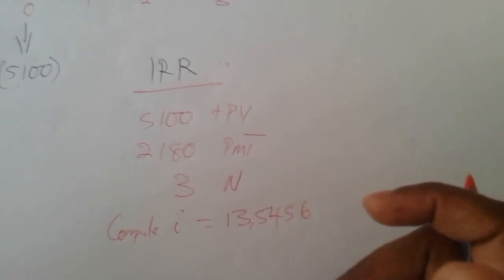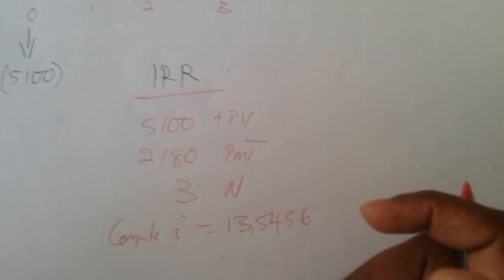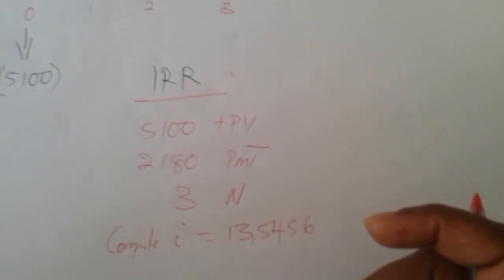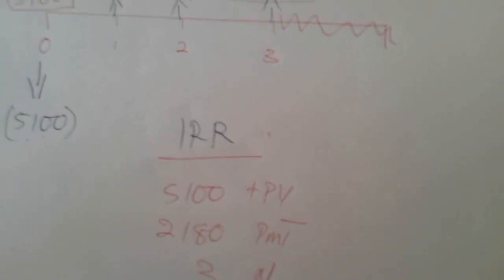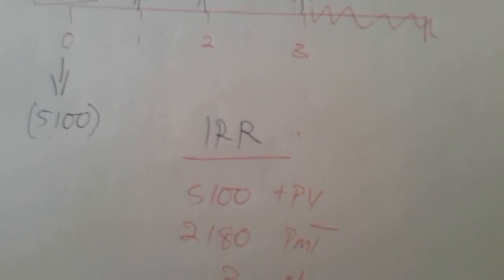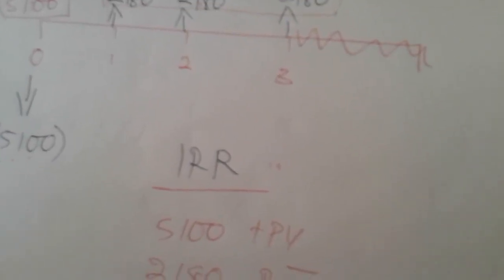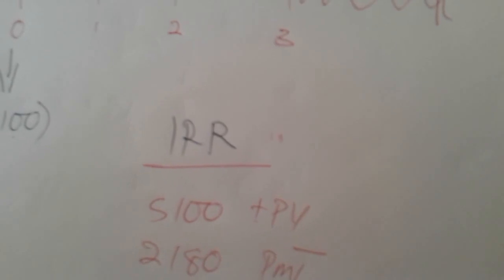Compute. Is the machine set at BGN? It's right. Okay, let's go. 5.1 plus minus PV, 2180 PMT, 3 N, compute I.